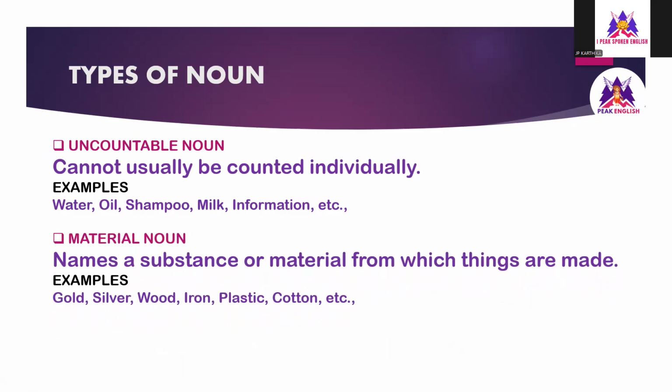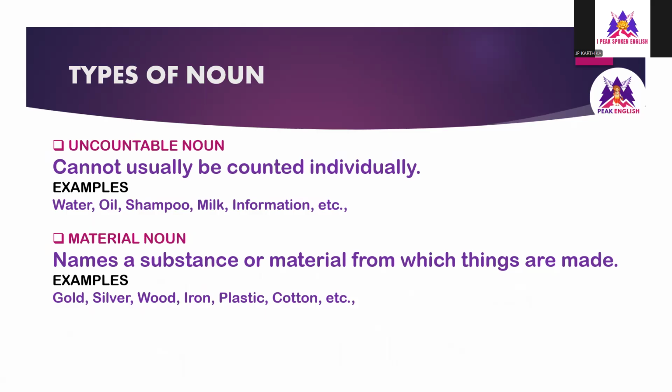Next is material noun. A material noun names a substance or material from which things are made. For example, a table is made of wood. So wood is the material that we used to make the table. The word wood is called a material noun. And gold, the stud is made of gold. So gold is a material noun. Silver, platinum, wood, iron, all materials from which we make some other thing. That is called material.